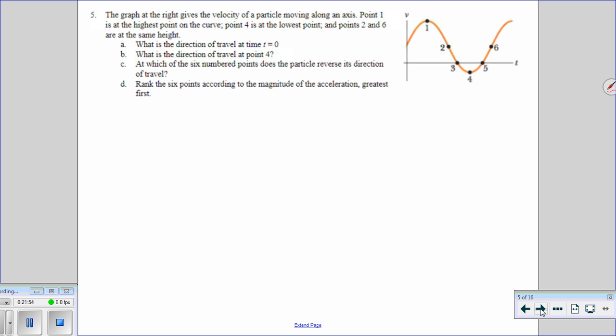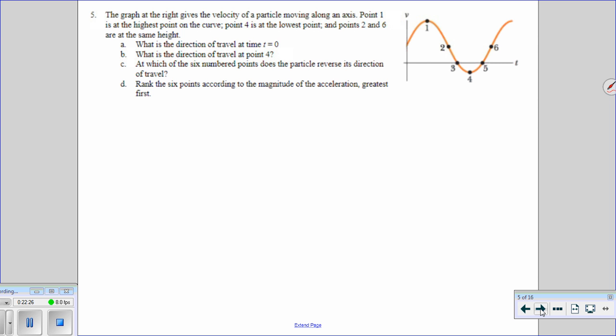Number 5. The graph to the right gives the velocity of a particle moving on an x-axis. Point 1 is at the highest point on the curve. Point 4 is at the lowest. Points 2 and 6 are at the same height. What does that really mean? Same velocity, right? Okay. So Cam, A says, what's the direction of travel at time t equals 0? What you got? Good. And you knew that because velocity is positive. So this is similar to number 1, but it's not a line anymore, right?